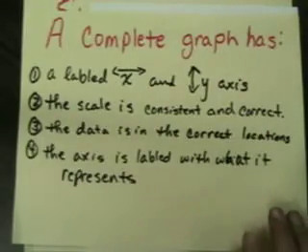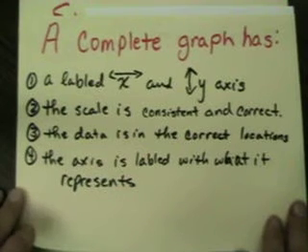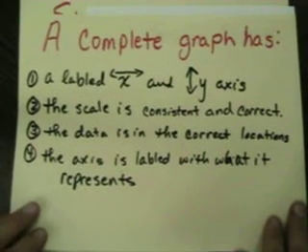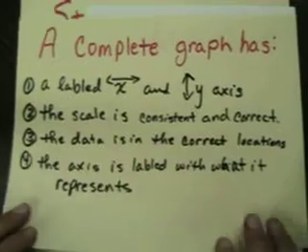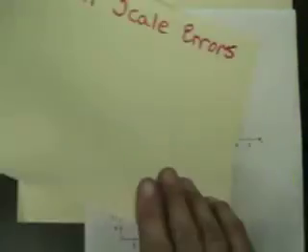Remember that when we make a complete graph, we want to make sure that we've labeled the x and y axis, the scale is consistent and correct, the data is in the correct location, and the axis is labeled with what it represents. Okay, here's some common scale errors, and we're going to use this as kind of a guide real quick.